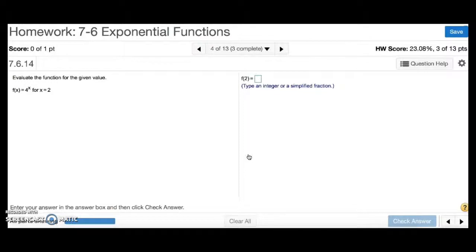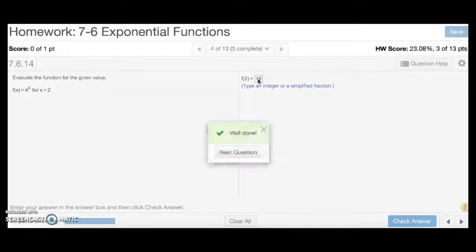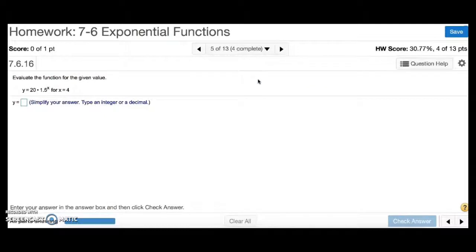Number 4, it asks you to evaluate the function for the given value. So all you're doing is substituting in x for the number given. Our number we're given for x is 2. Replace the x with 2, you have 4 squared, which is 16. So my answer is going to be 16 for number 4.